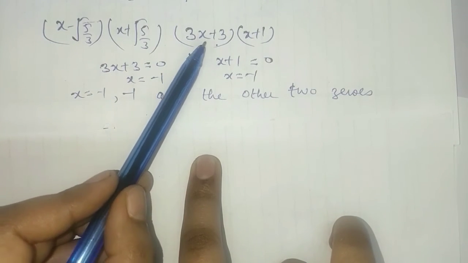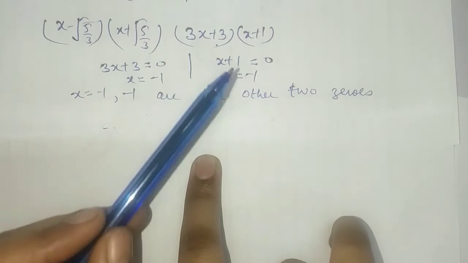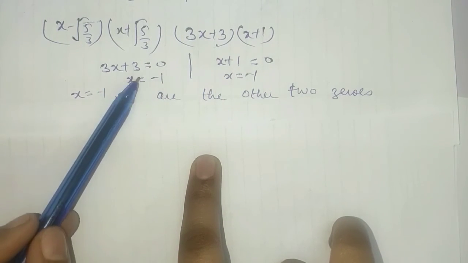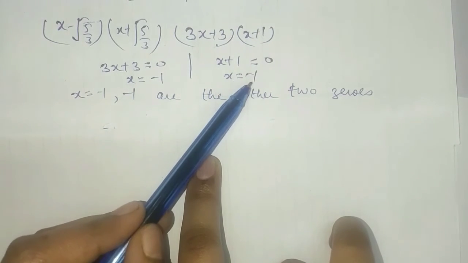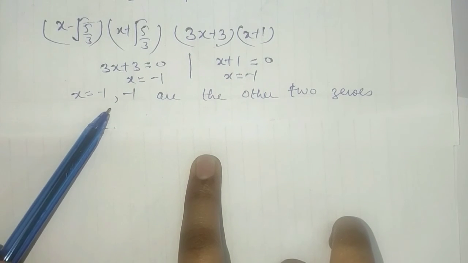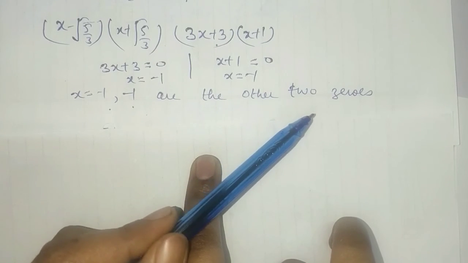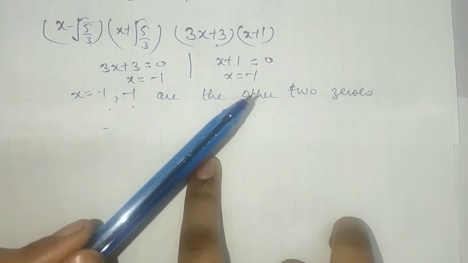Now equate these two factors equal to 0. Why we are equating equal to 0? To find the zeros. We have x is equals to minus 1 on equating to equal to 0, and by equating this is equal to 0, we have again x is equal to minus 1. So x is equal to minus 1 and minus 1 are the other two zeros of the given polynomial. This is all about the question number 3.